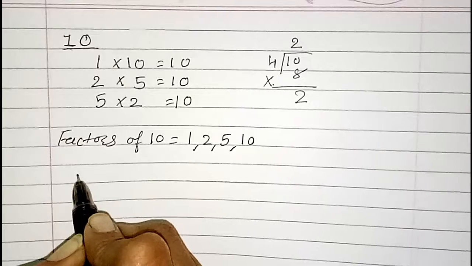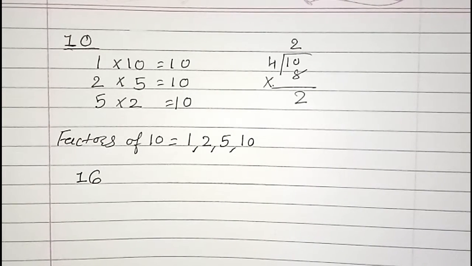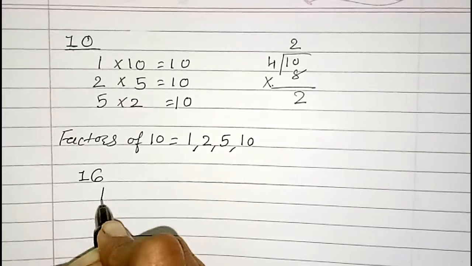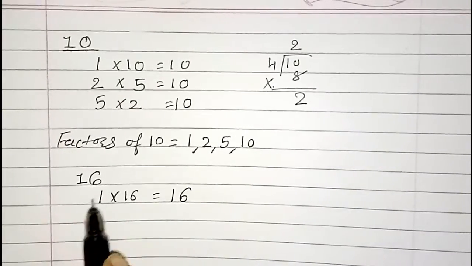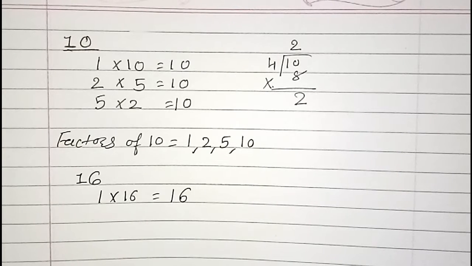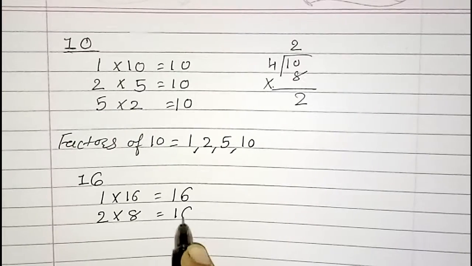So the greatest factor is the number itself and the smallest factor is 1. Let's take another number, 16. Find all the factors of 16. So first, 1 sixteen is 16. Now the last digit, the ones place, is 6. It is an even number, so it can be divided by 2. 16 comes in 2's table. Let's check. 2 eights are 16.